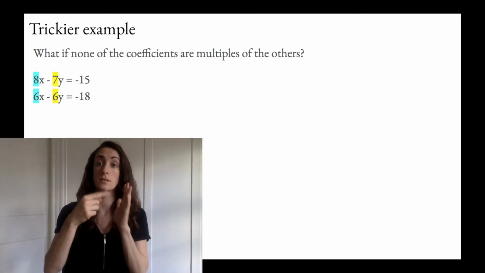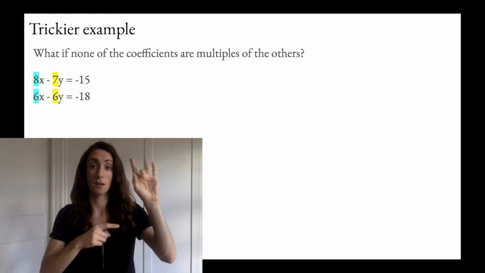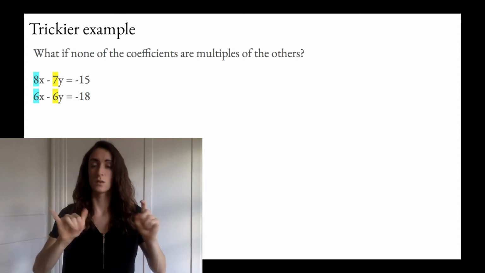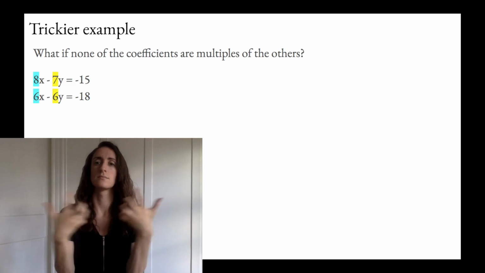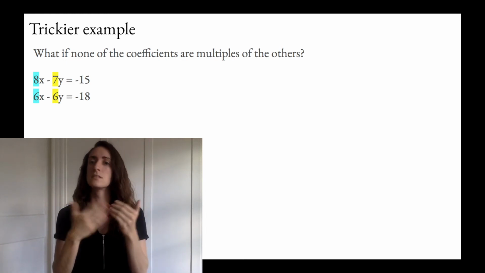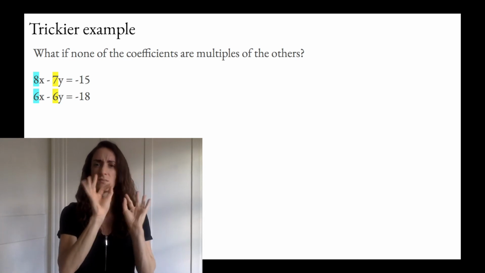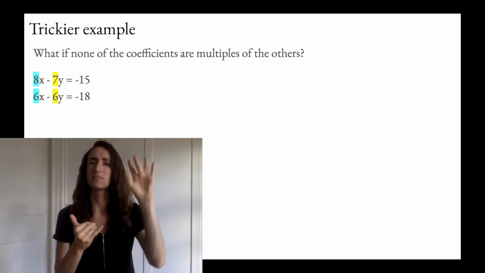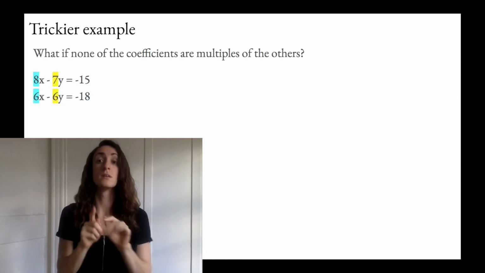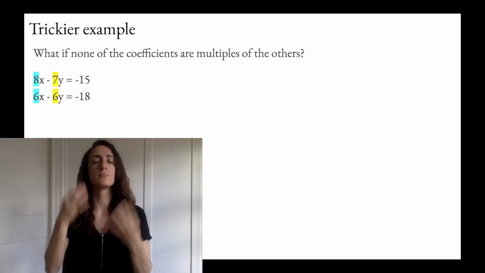So in this example, notice that we have 8x and 6x, and then we have 7y and 6y. So which of those pairs do you think would be easier to make it work for the elimination method? Before we had 3 and 6, and that was easy. 3 times 2 becomes 6, and we leave the 6 as it is. But 8 and 6 and 7 and 6 are not so simple. We can still make it work though.